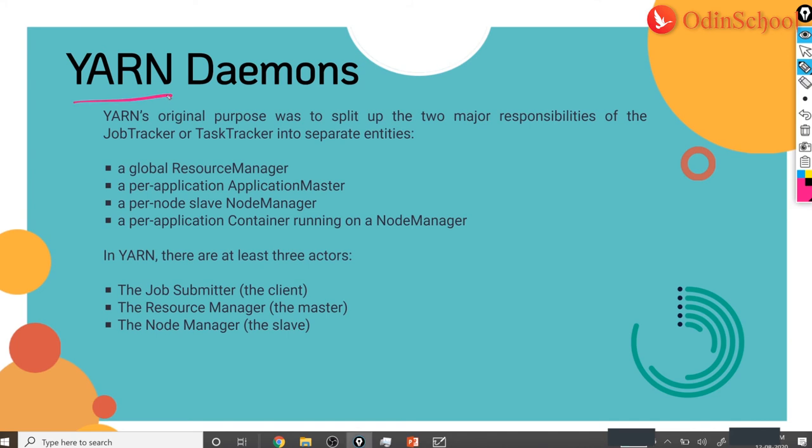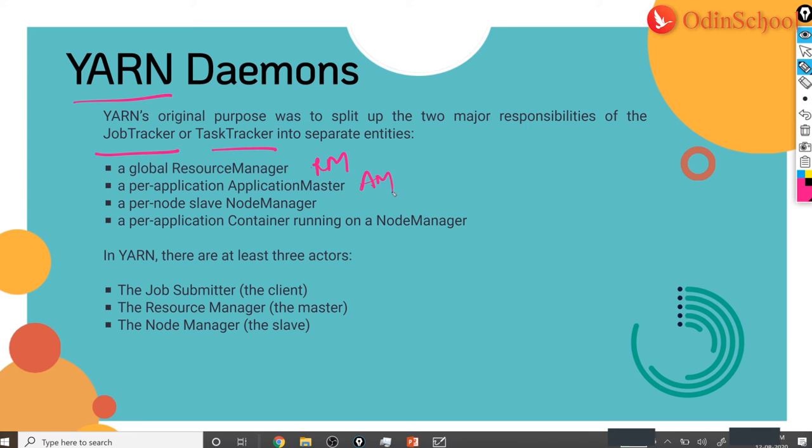Now let us understand at daemons level what the differences are. YARN's original purpose was to split up the responsibilities which were held by the job tracker or task tracker into separate entities altogether, because the job tracker was overburdened in Hadoop release 1. That is where they introduced completely new daemons like the resource manager, shortly RM, which is a global resource manager. That means for a cluster, there would be one resource manager. Then for every application, there would be an application master.